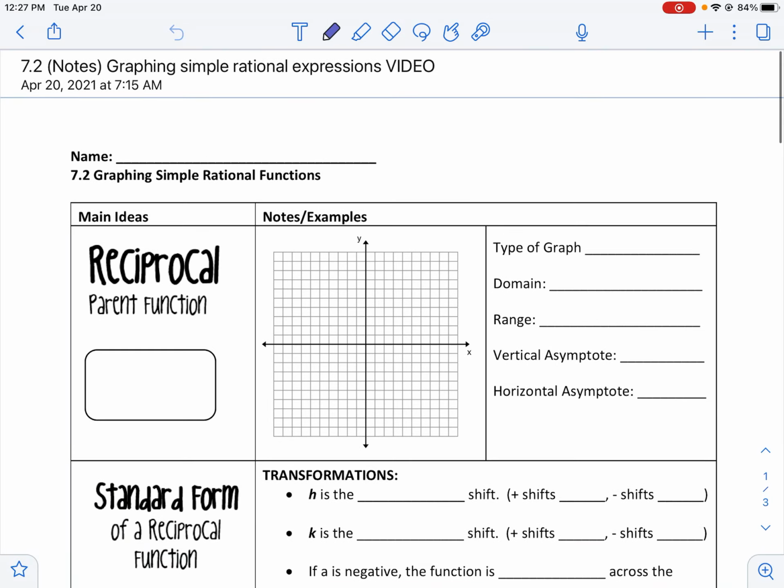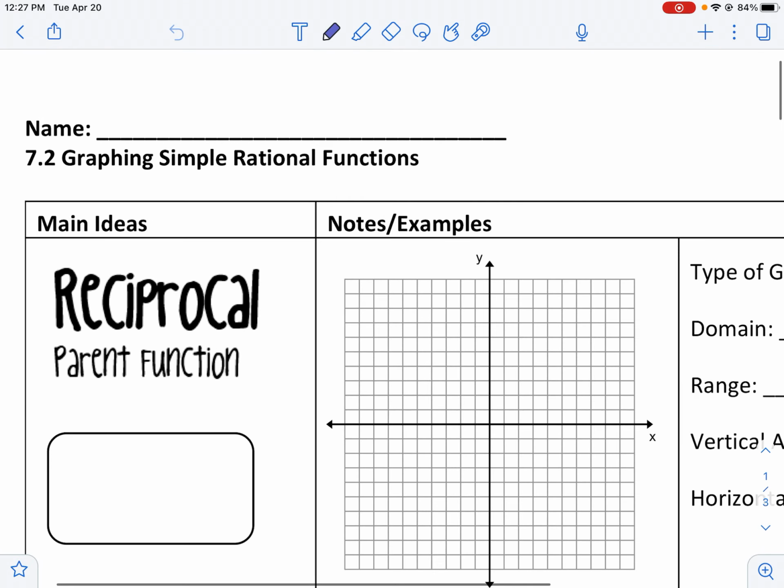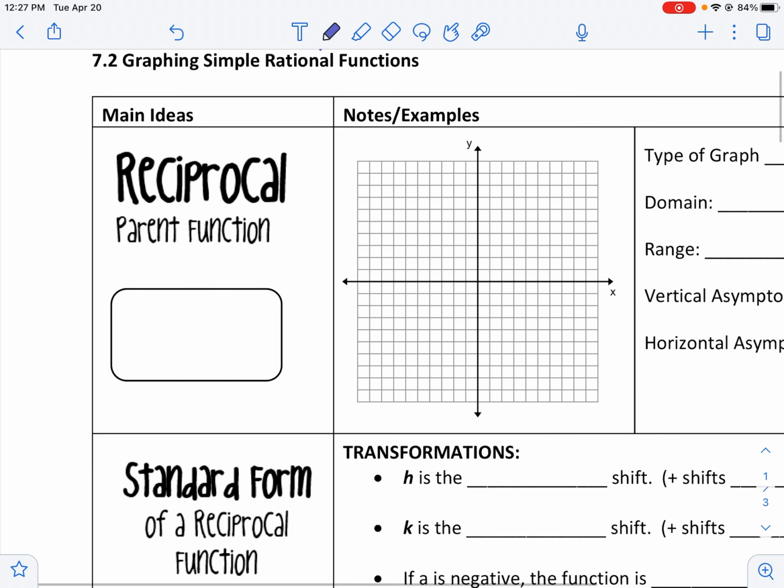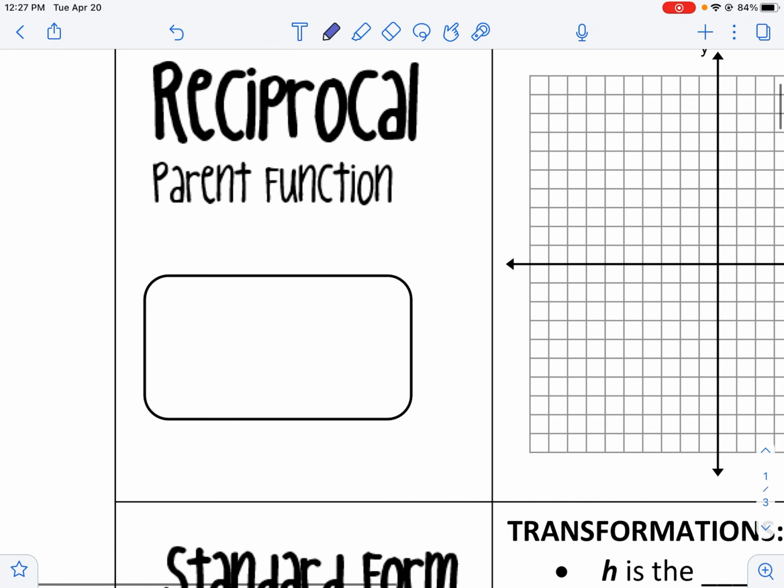All right, today we're taking a look at graphing the most simple rational functions. What is a rational function? It's a function where you have one function stacked on top of another function. So f of x divided by g of x, this would be a rational function. The most simple rational function is called the reciprocal function.